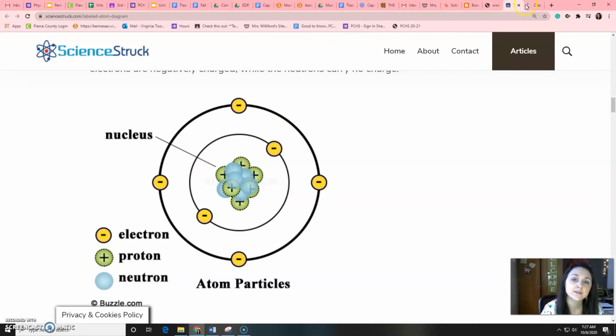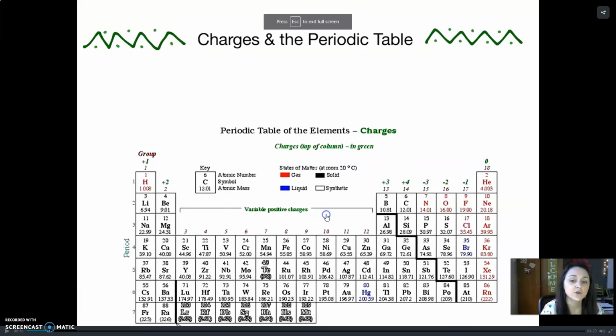Lastly, I want to look at the periodic table. Okay, so we've got some charges here on the periodic table. You'll see them up at the top. Now, we have metals to the left of the stair step, and you'll see right here they are a solid. We have our gases and liquids over here. Now, you'll notice there's a liquid metal. Mercury is the only liquid metal.